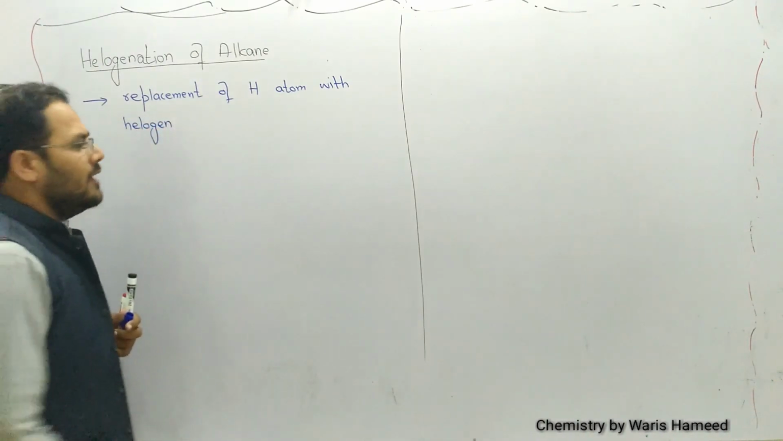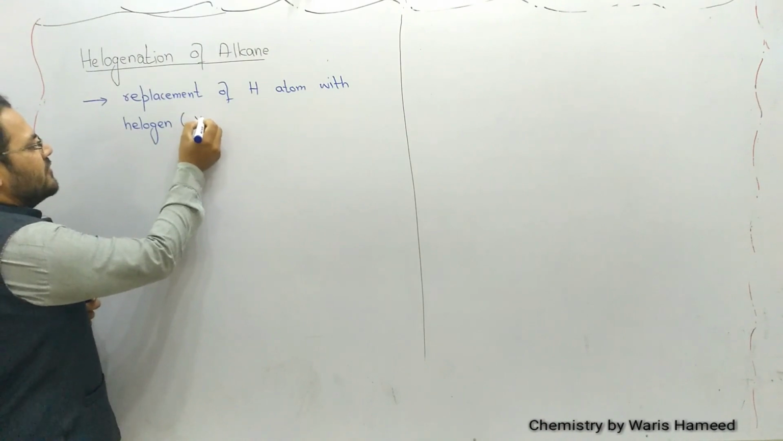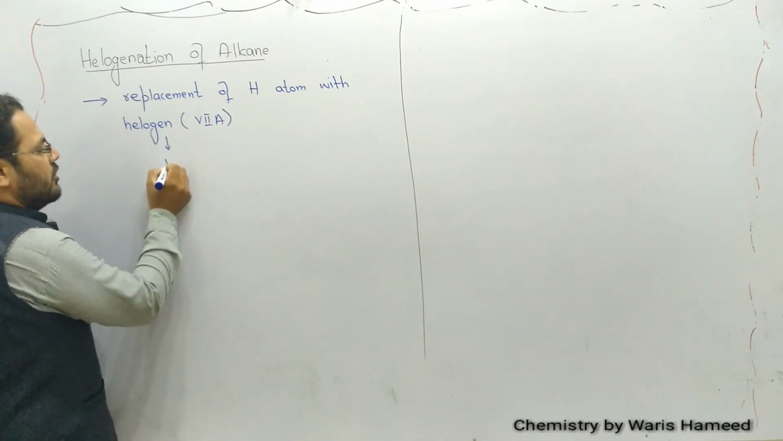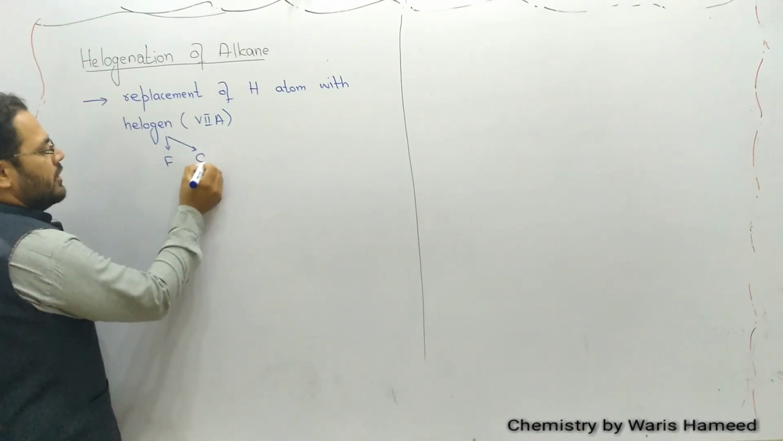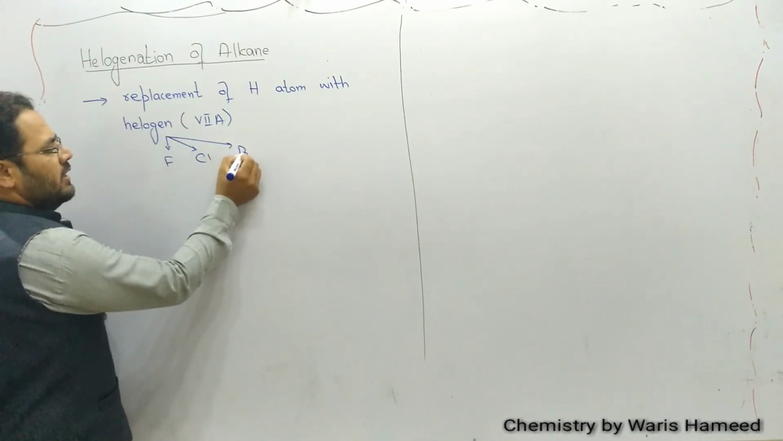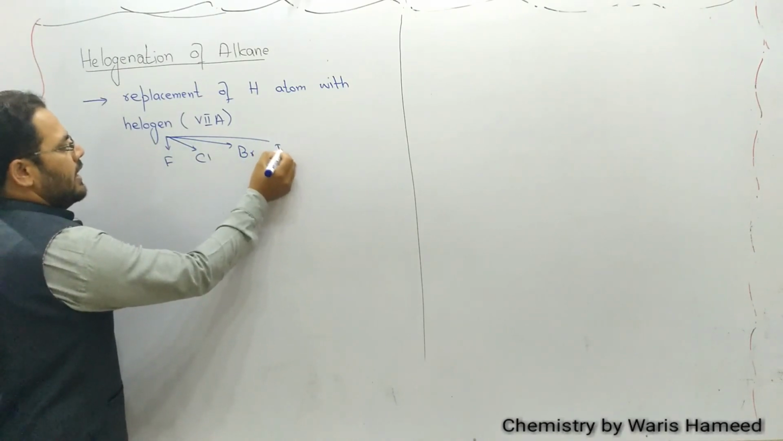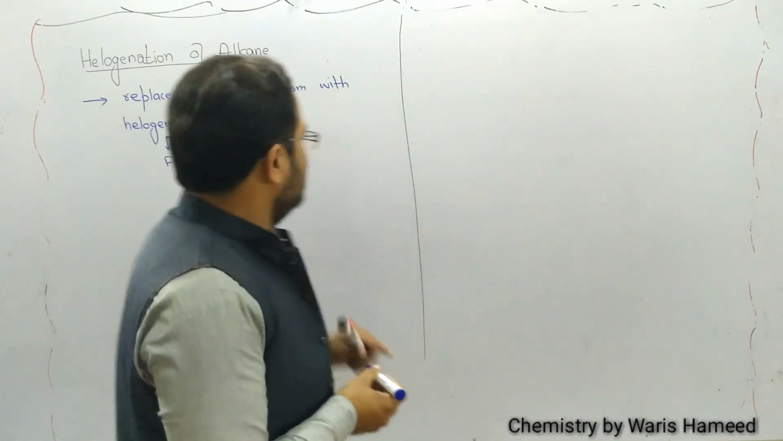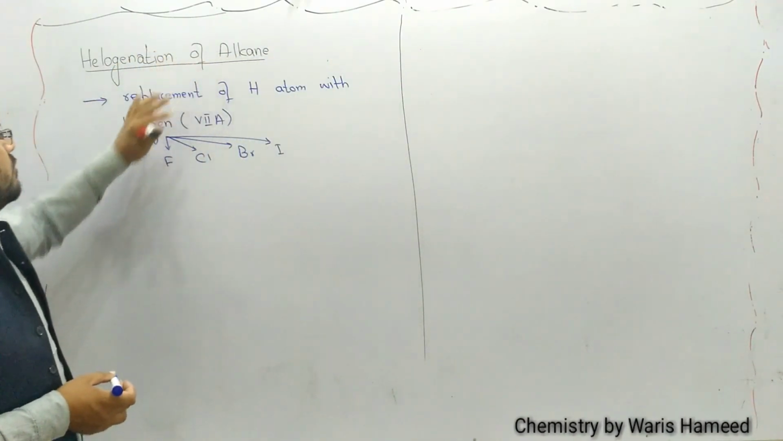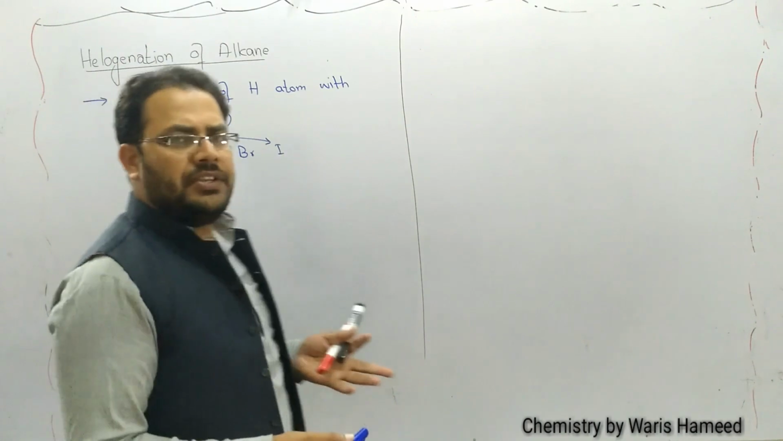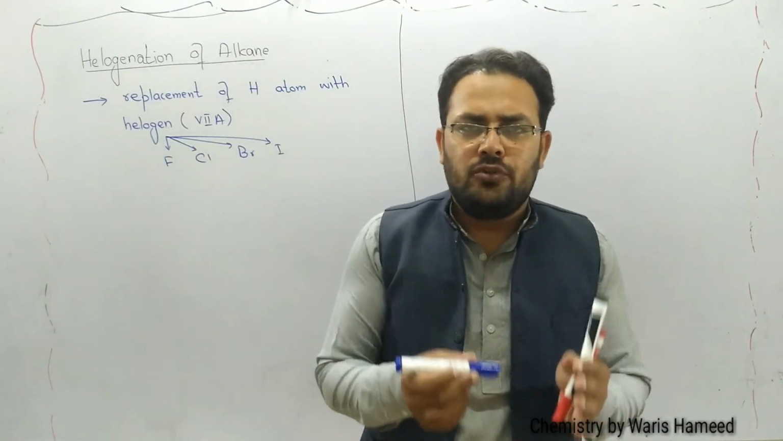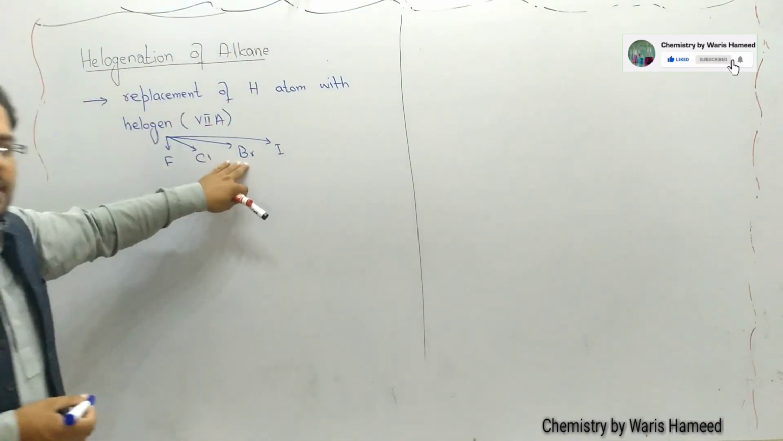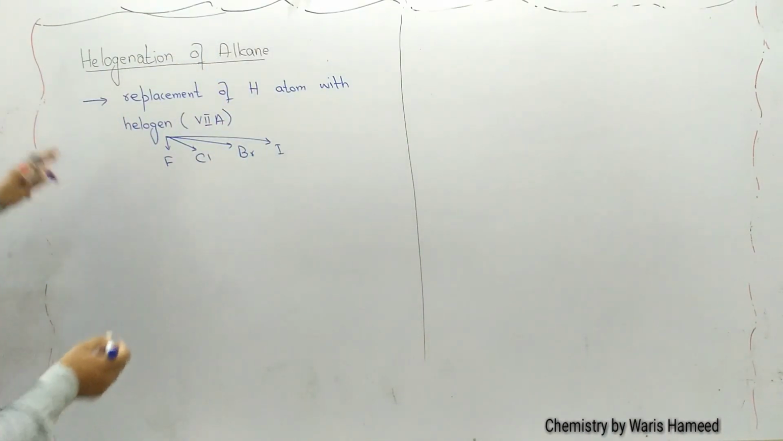We know that halogens are the elements of group 7A, and these are fluorine, chlorine, bromine, iodine, and the most rare element, astatine. But in case of halogenation of alkane, we mostly discuss chlorination or bromination. If we use chlorine, then it will be chlorination, and if we use bromine, it will be bromination.